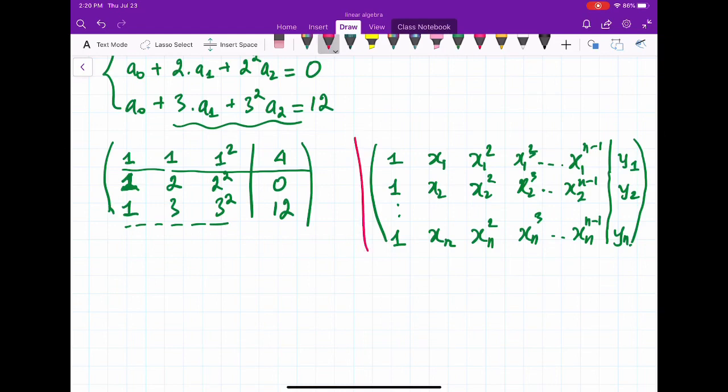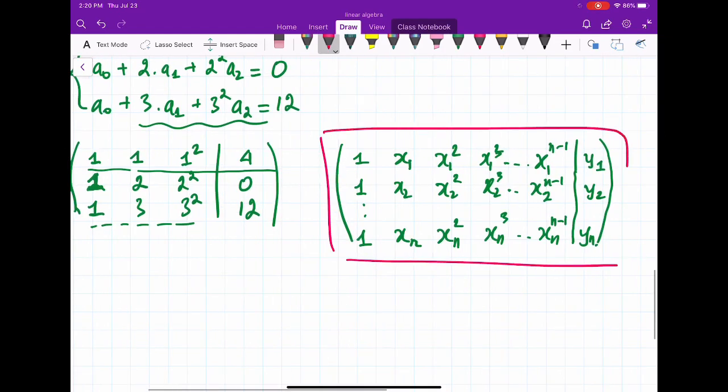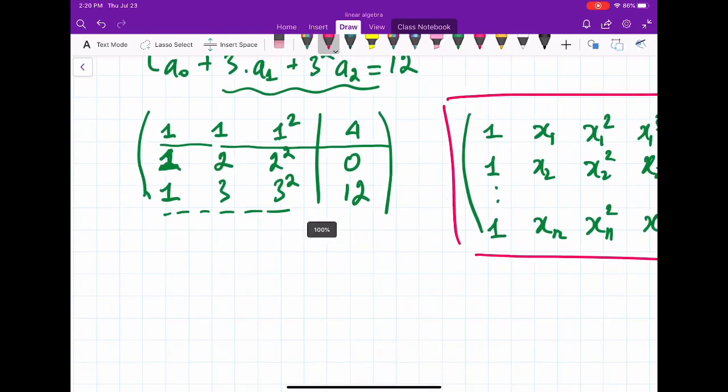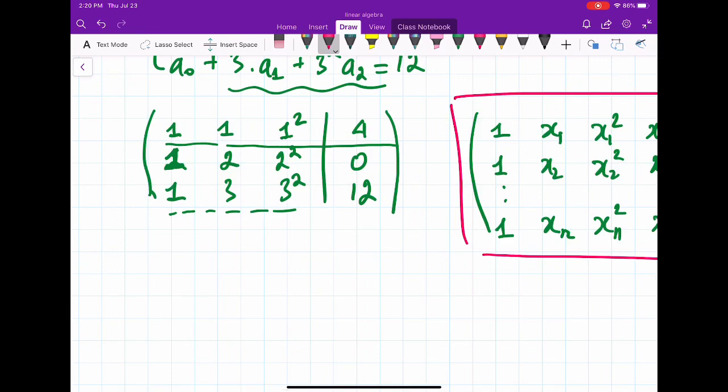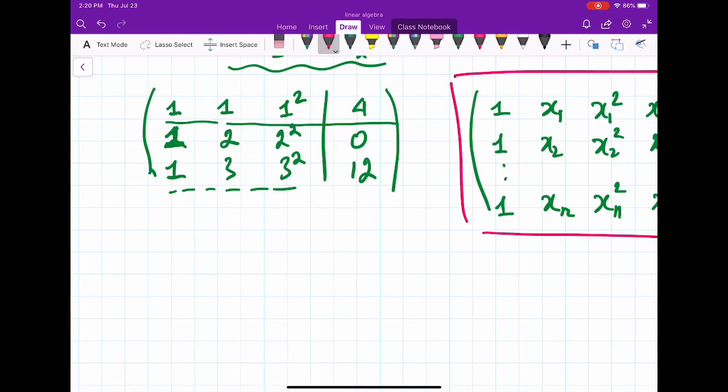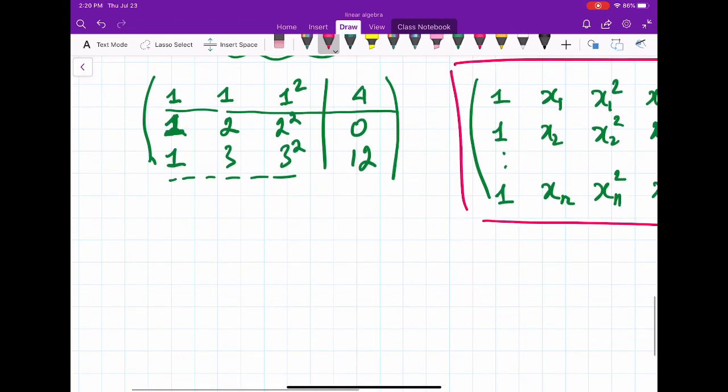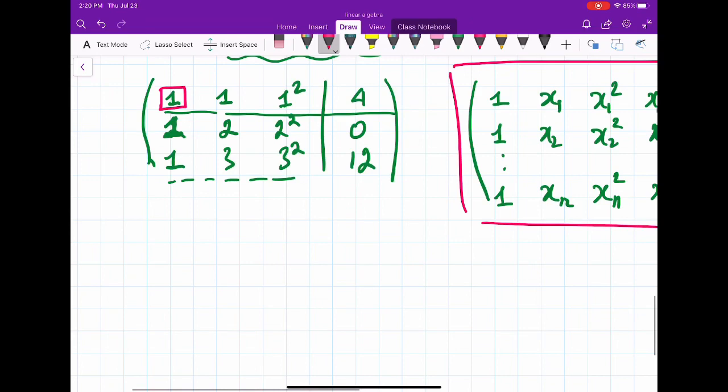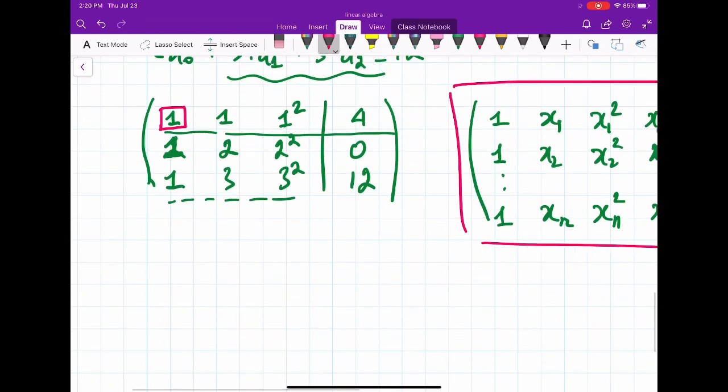So you may need to copy this, and each time when you have n data points, you just plug x1, x2, up to xn into this system. Okay, all right, so we have the system. We need to solve that in order to find a0, a1, a2. So we know how to do that already, right? Let's pick one here. That is the leading element, so I will use Gauss elimination and then Gauss-Jordan elimination.